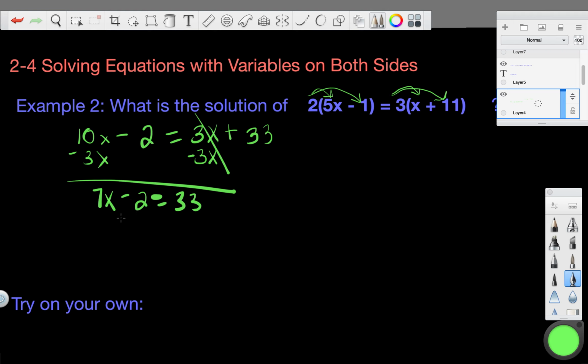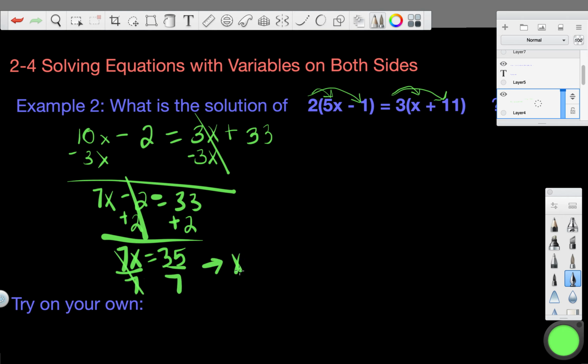I see a negative, so I need to add to get rid of it. Inverse operation. Add 2 on both sides. I bring down my 7x, and that equals 35. 7 times x, so I want to do the inverse operation, which is division. Divide by 7, and I'm left with x equaling 5.